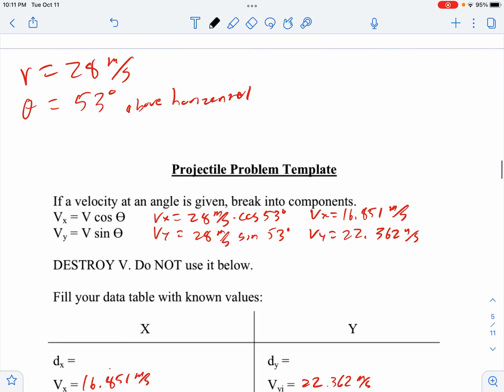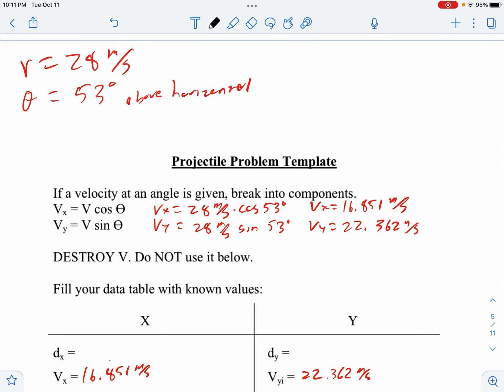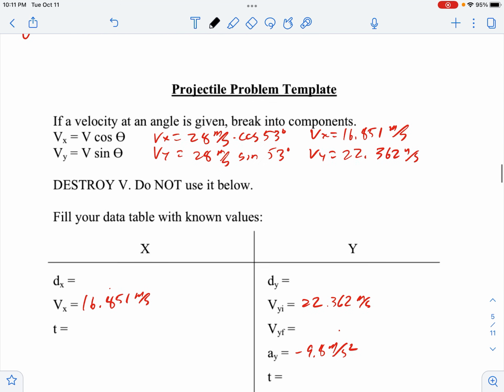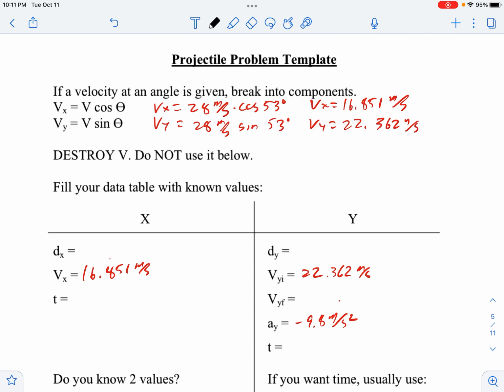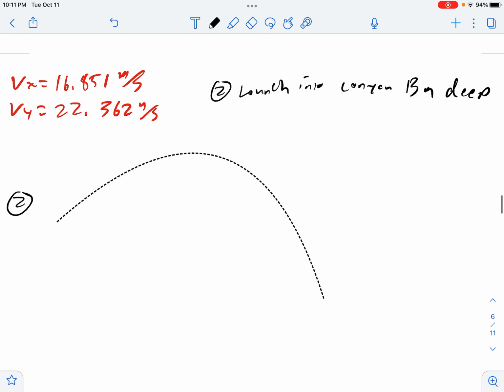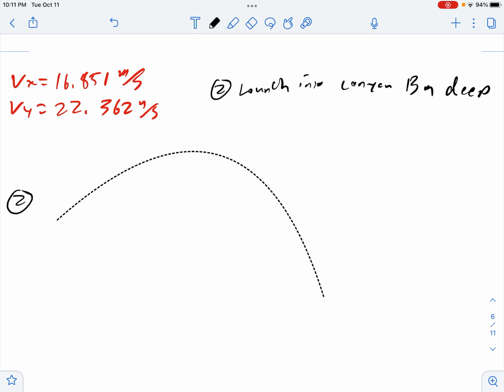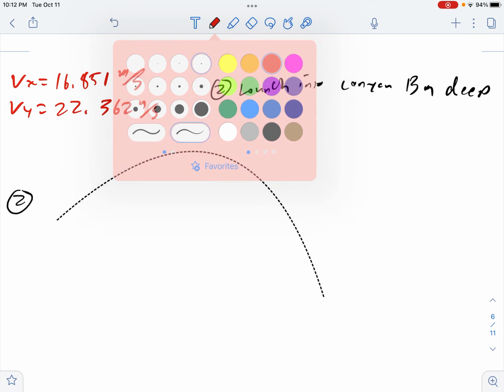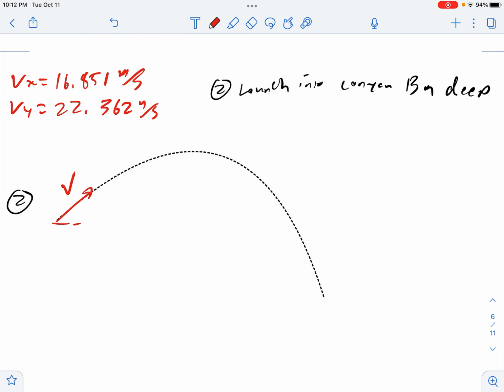So I have a second copy of the template with the same initial information. 28 meters per second, 53 degrees above the horizontal. Same components, so I filled those in here. Same acceleration of gravity. But now what I'm going to change is I'm going to launch into a canyon that's 13 meters deep. So instead of up to some ledge that's 13 meters above, I'm going to launch down. Again, there would be my initial V, and there would be my angle. I break it up into components. And once it's into components, any of that diagonal information, I'm not going to use it anymore. Just Vy and Vx.